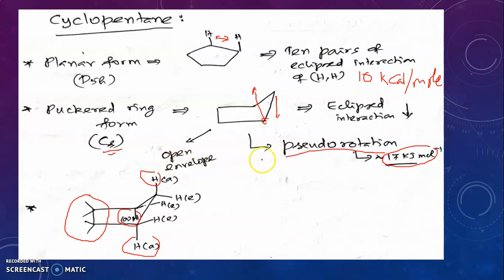Are you able to follow? Okay. Today I stop here. We'll continue this in the next lecture. In the next lecture, I'll show some examples for cyclopentane. After that, we'll start cyclohexane. I stop here. Thank you.